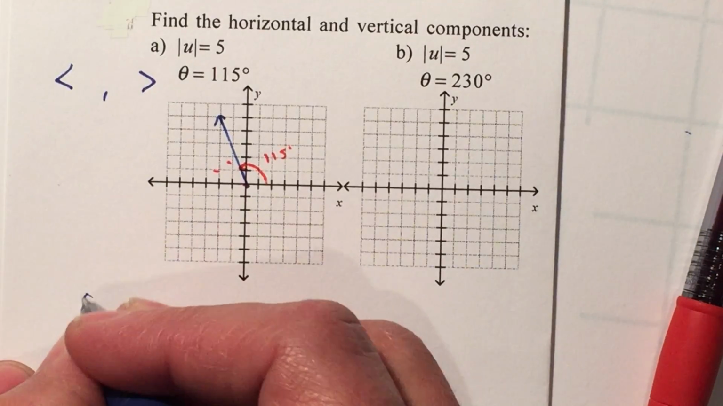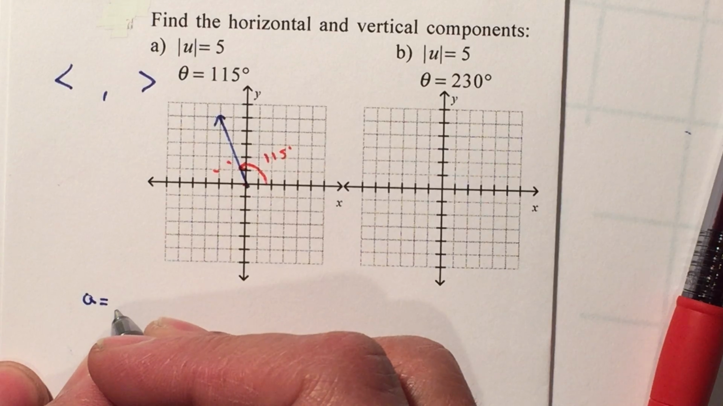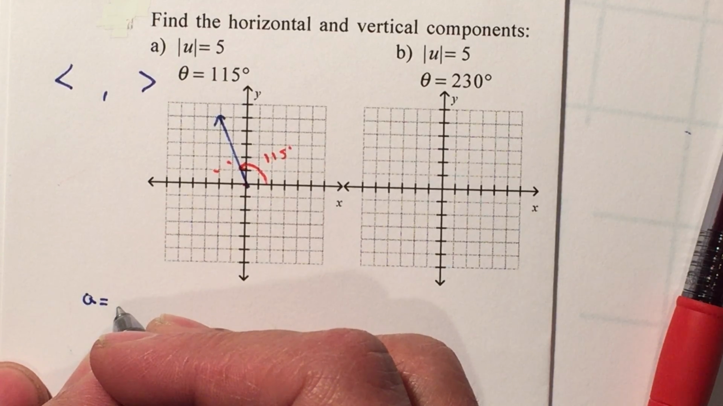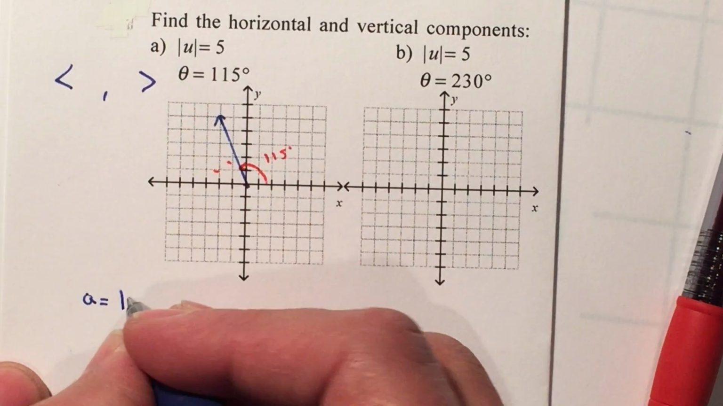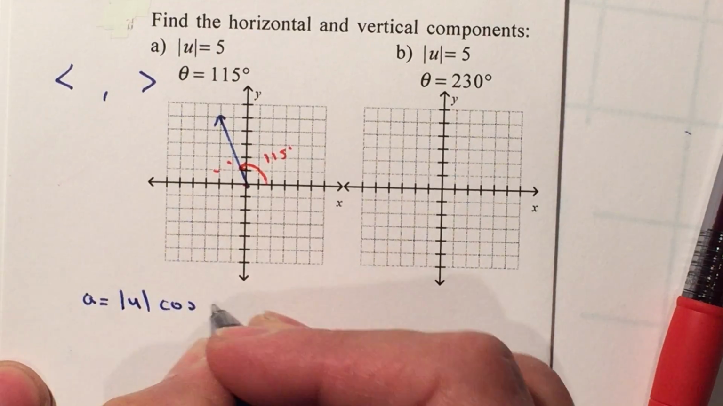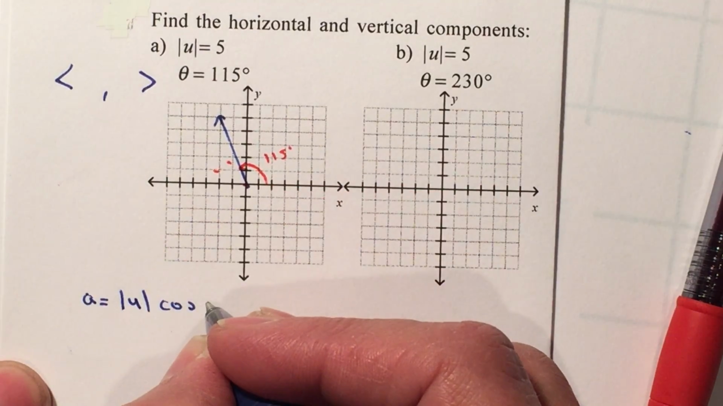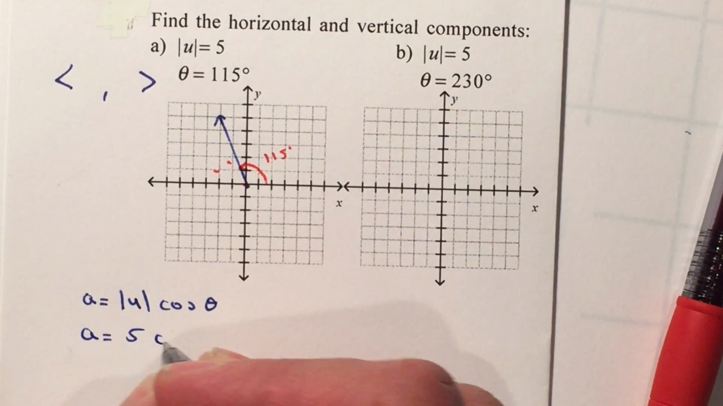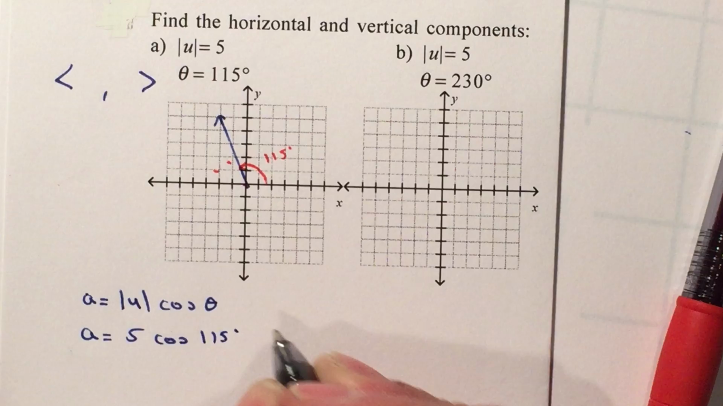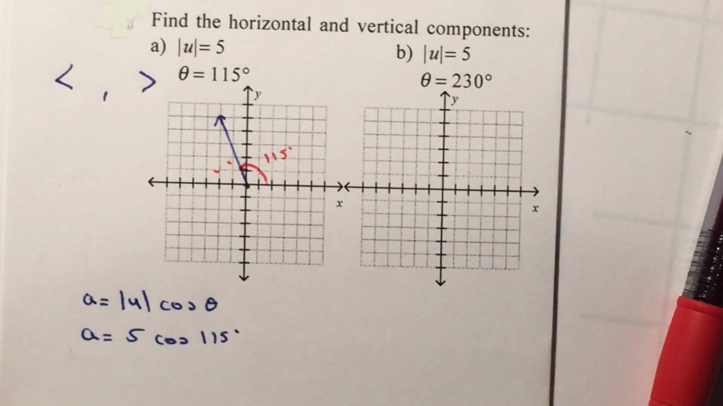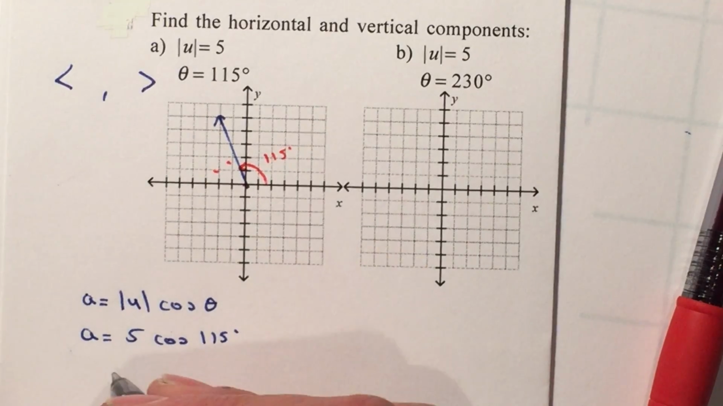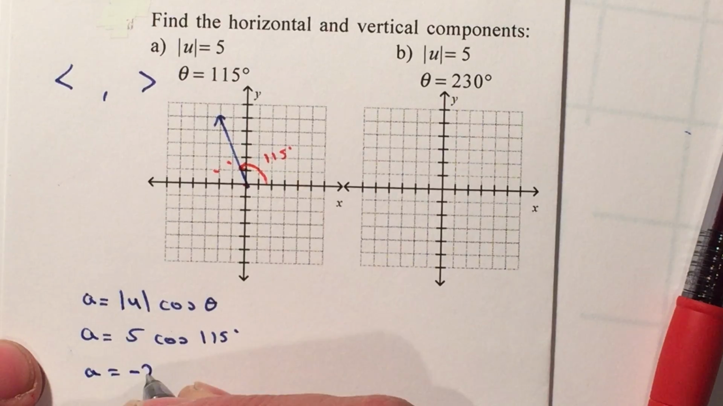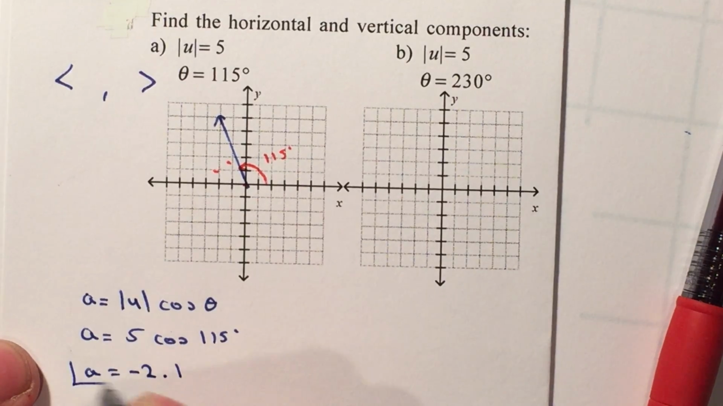Now to find your A value, it's going to be your magnitude and your cosine, because we're looking at the x of the angle. So A is equal to 5 multiplied by the cosine of 115 degrees. And just type into your calculator. Make sure that you are on degrees to get the correct answer. So therefore A is equal to negative 2.11, or just 2.1 is fine.